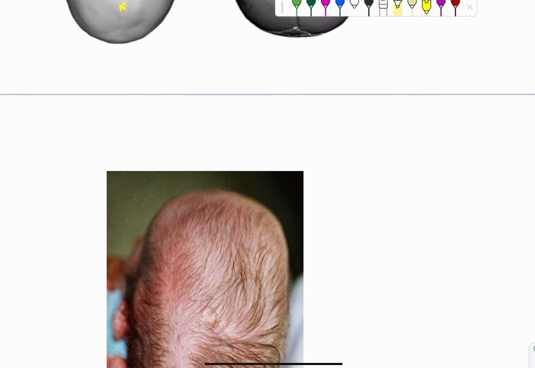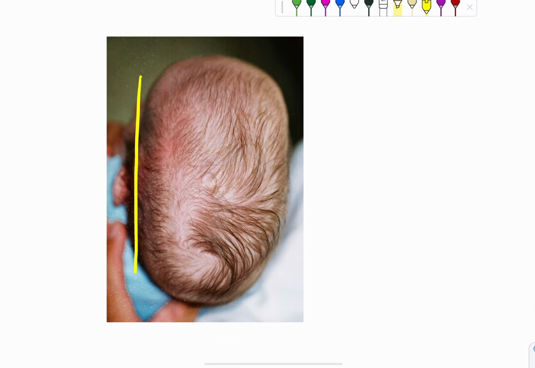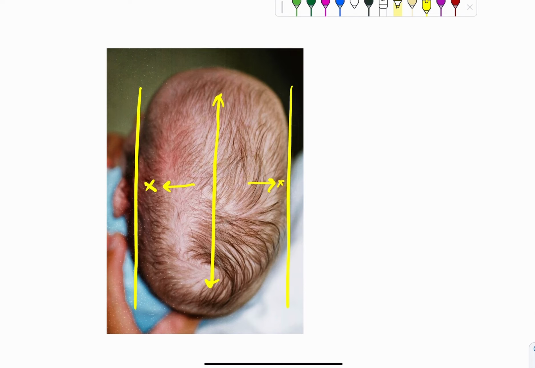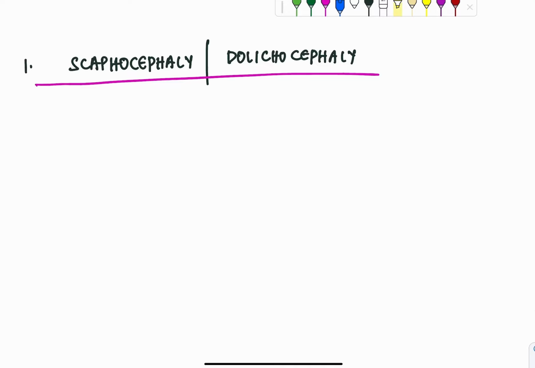Okay, when you look at the real child, this is how it looks. You see, laterally there is no growth. You can see here very clearly that there is no growth laterally, but anteroposteriorly there is growth. This kind of skull is also called a boat-shaped skull. I hope you understood whatever I've taught you, right? So this kind of skull is called scaphocephaly or dolichocephaly, where the sagittal suture will fuse.